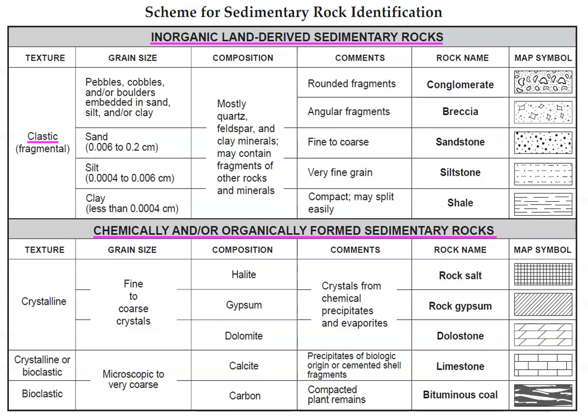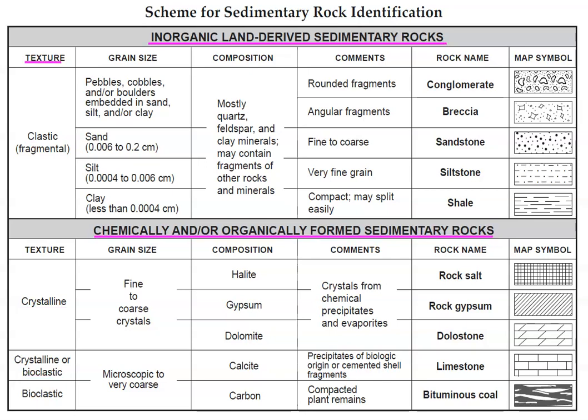And then the chemically and/or organically formed sedimentary rocks, you'll notice their textures are either crystalline or they are bioclastic. So that means they form through some sort of chemical means, or they are created through living organisms, whether those are plants or animals.